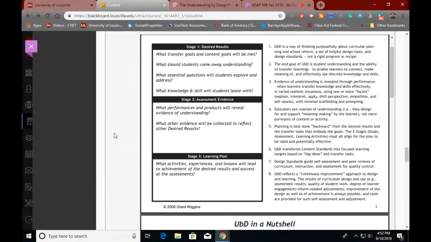We have to understand that when we design, we have to understand what are our desired results and the transfer task. Again, what I said at the very beginning, desired results usually equate to everybody made 80% or higher on the test. It never then takes the next step and says, and they were able to build, they were able to demonstrate, they were able to help you understand what it must have been like, so on and so on, which is the facets of understanding piece.